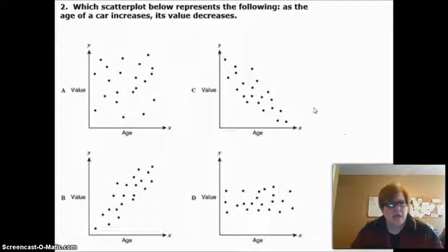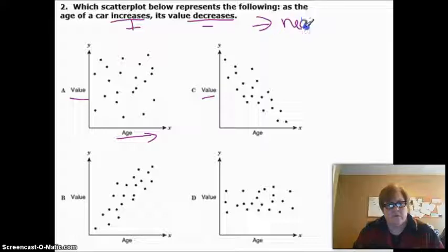So, which scatter plot below represents the following? As the age of a car increases, its value decreases. Okay? So that's along those same lines that we were talking about with positive and negative correlation. If we're increasing along the age, that's our x, right? That's plus, and then it decreases the value, that's our y value, right? You can see that's our y, so that's going to be our plus minus. So we're looking for a negative correlation.